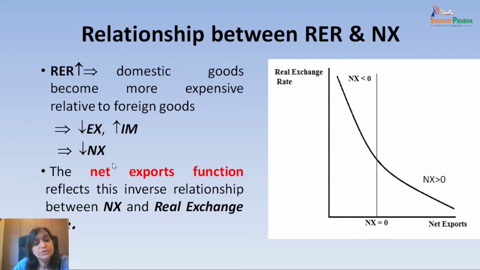The net exports function is an inverse relationship between net exports and real exchange rate, which is being shown by this downward sloping curve. That is, when your real exchange rate is high, net exports are less. That is, you see a negative balance. Whereas if your exchange rate is low, you see a positive net exports balance. So the net exports function reflects an inverse relationship between net exports and real exchange rates.